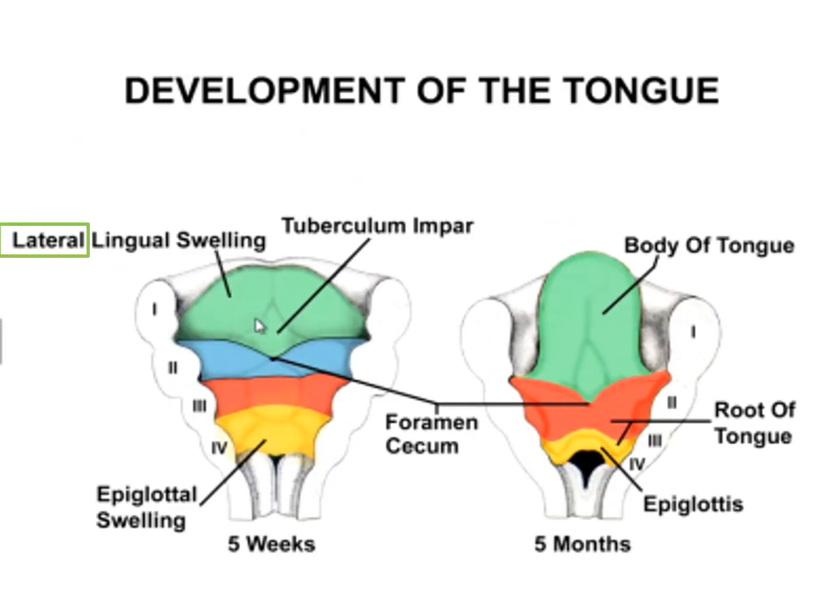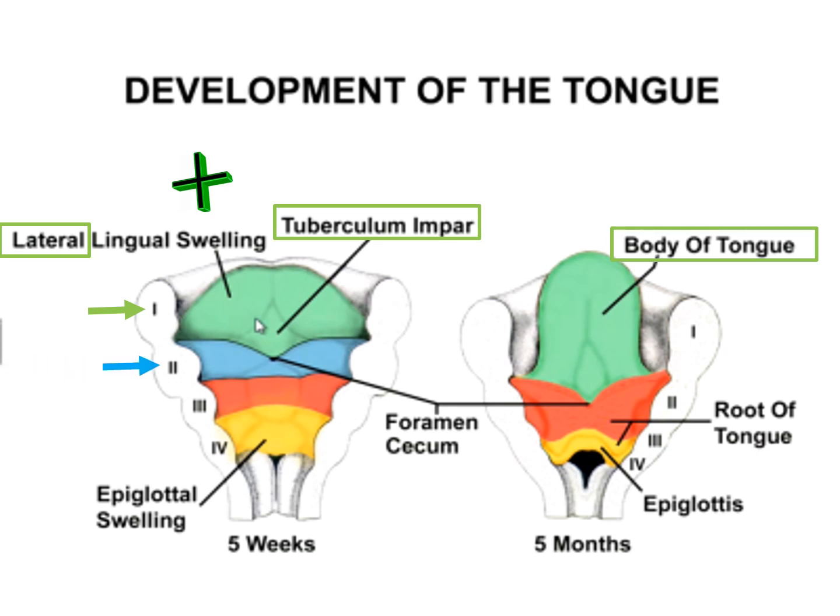Now in arch 1 there will be lateral lingual swellings, two of them, and the tuberculum impar, a small one in the middle. That's what's happening in arch 1. This is going to form the body of the tongue. In arch 2 there will be little share, but later on it will disappear.